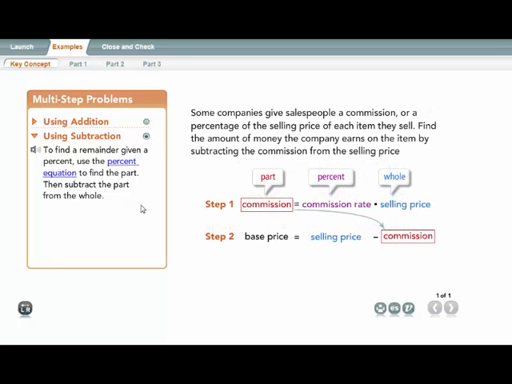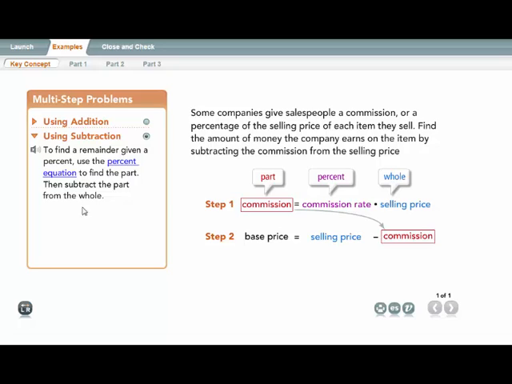Okay, so we're going to look at the other one using subtraction. To find a remainder, given a percent, use the percent equation to find the part. Then subtract the part from the whole. Some companies give salespeople a commission or a percentage of the selling price of each item they sell. Find the amount of money the company earns on the item by subtracting the commission from the selling price.